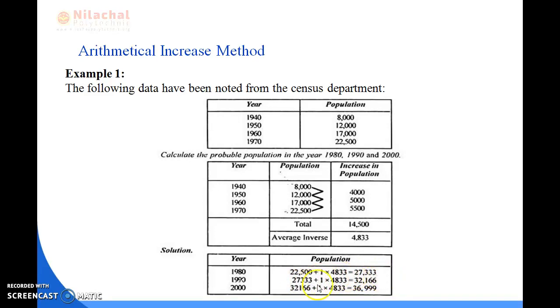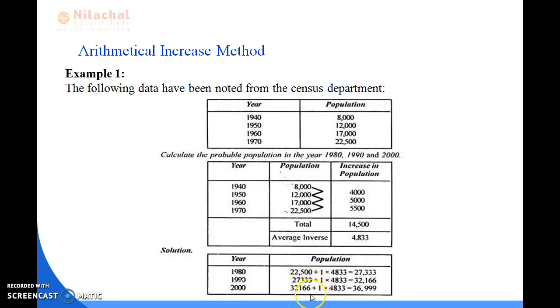27,333 is the present population, plus 1. As we know, 1990 minus 1980 gives 10 years, and 10 years equals 1 decade, so n equals 1. C is a constant, all of you know, 4,833, and we get 32,166.